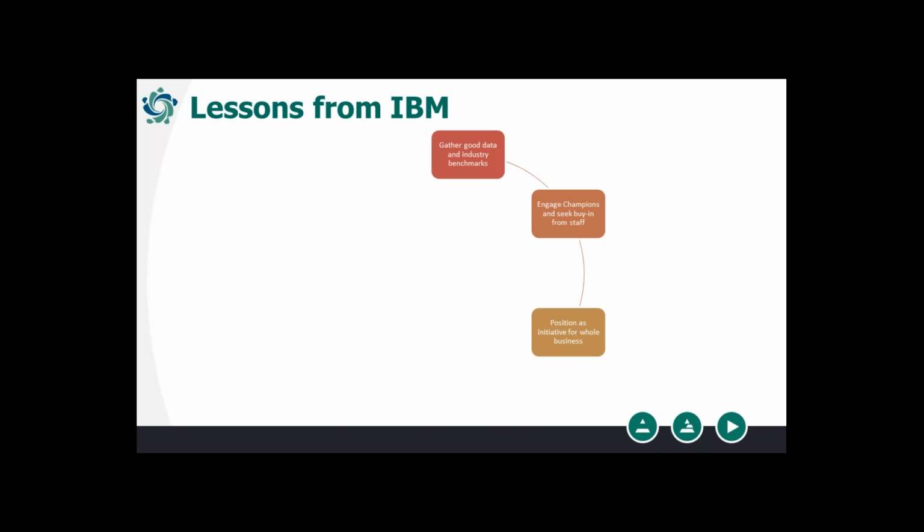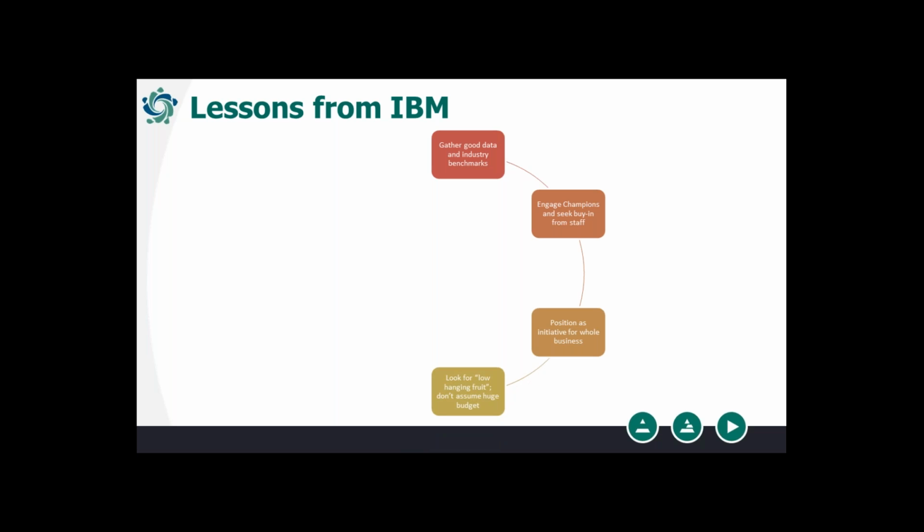Position the programs as an initiative for the whole business and not just HR. So you really need to come up with things that are business-wide, and that comes back to linking back to the business.